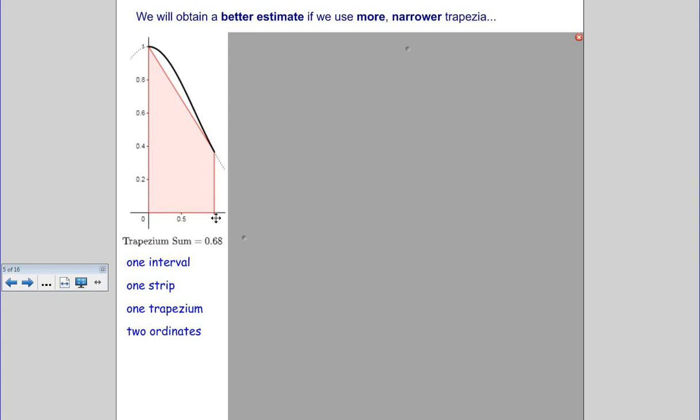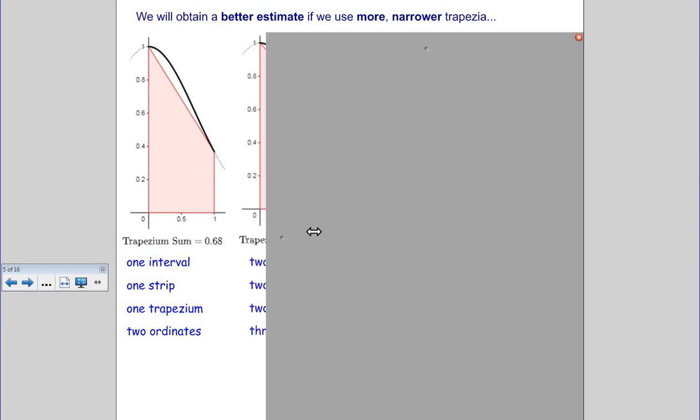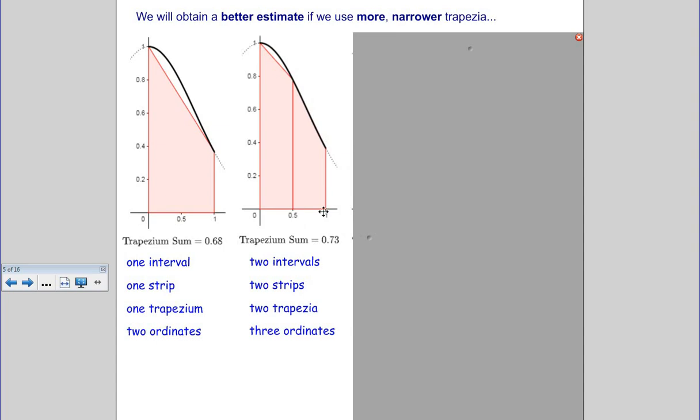So here we have a single interval, or the question might say one strip or one trapezium, or it could say two ordinates because the trapezium touches the curve in two places. Better than that would be to have two. We can see already that the gap is closing. We have two intervals, or two trapezia, three ordinates.